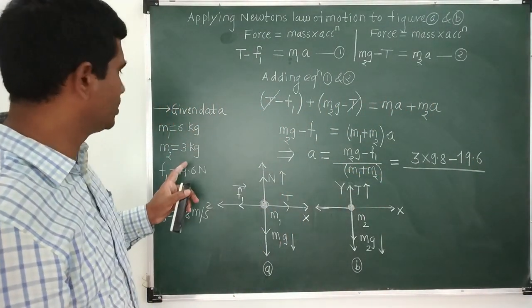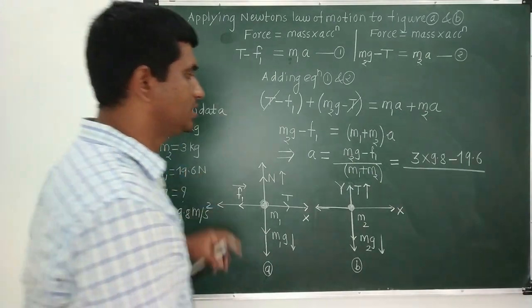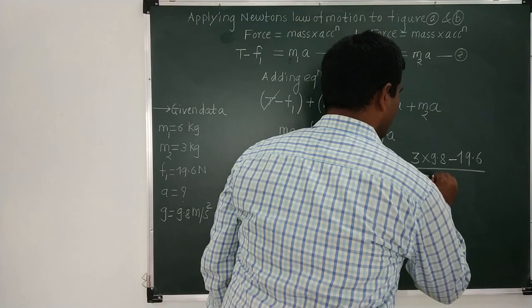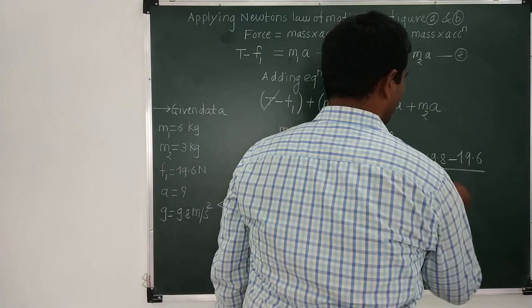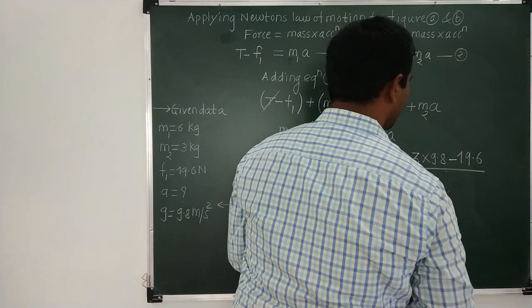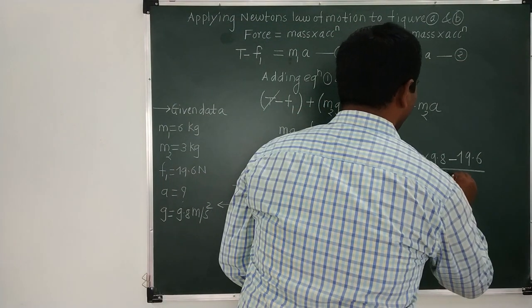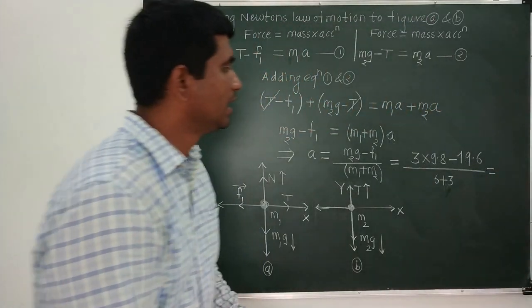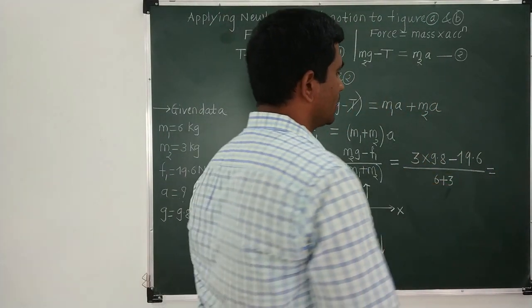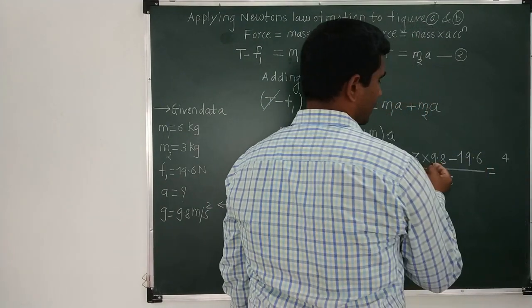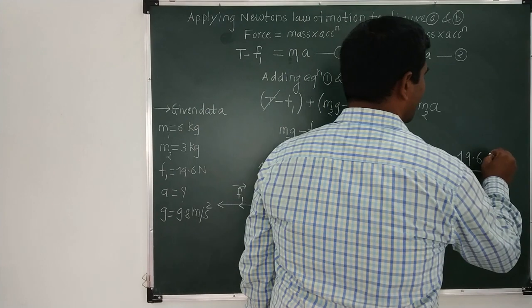What is the value of M1 plus M2? M1 is 6 kg, M2 is 3 kg. So it is 6 kg plus 3 kg, we will write 6 plus 3 over here. This is equal to 3 into 9.8, it will come out to be 8 3s are 24, carry 2, 9 3s are 27 plus 2, 29.